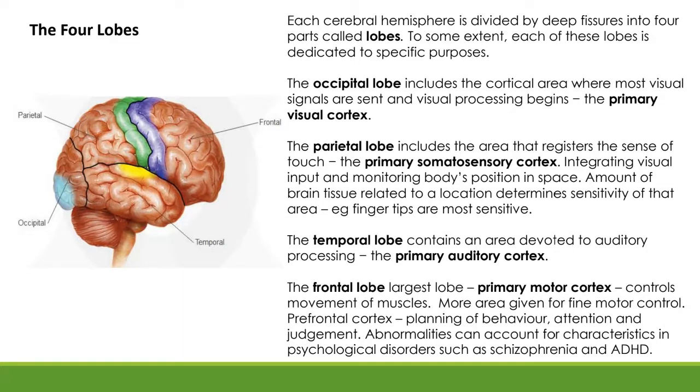So when we hear something, it goes to the primary auditory cortex. It goes through the thalamus, the relay station, and the relay station sends it off to the primary auditory cortex, where we can interpret what we are hearing. So that's to do with hearing.